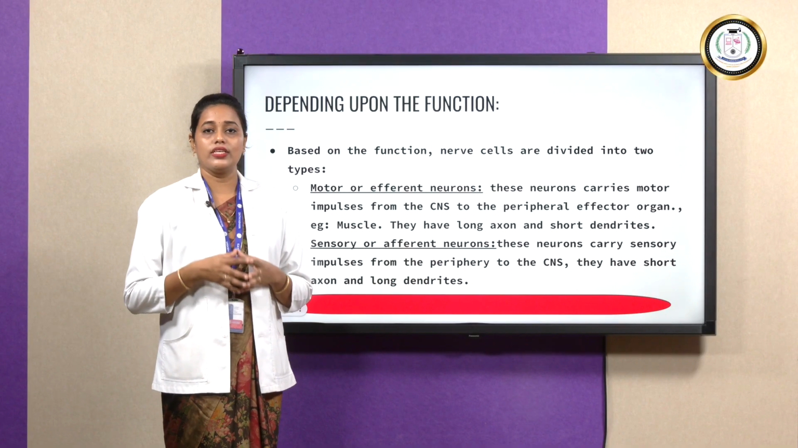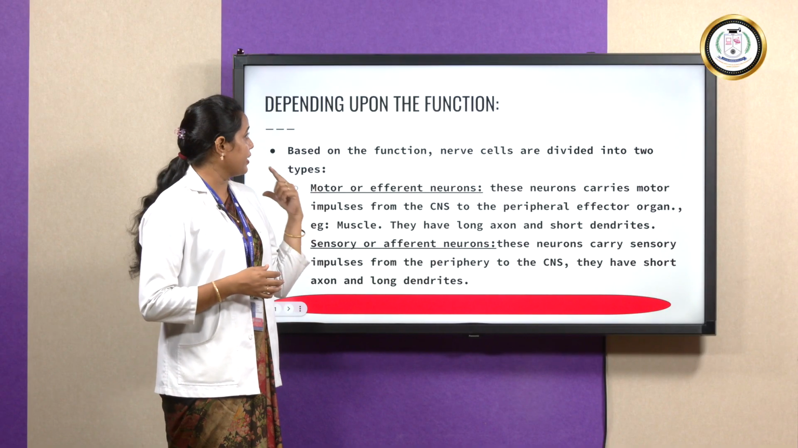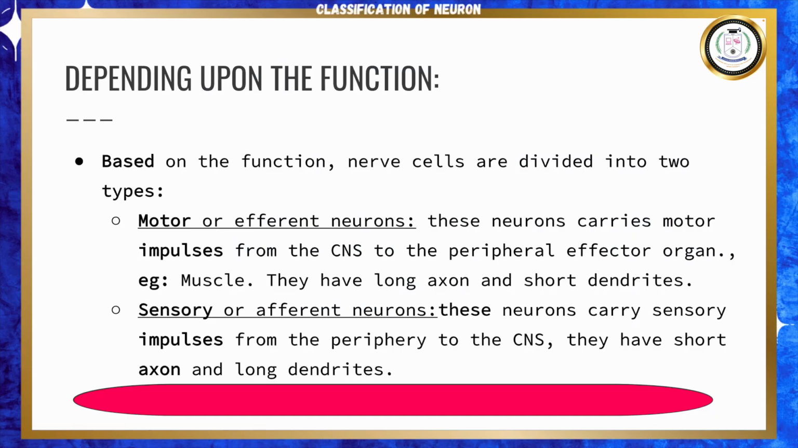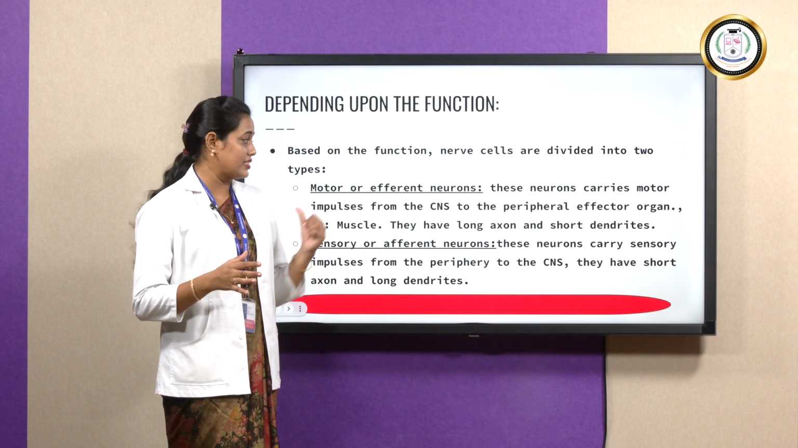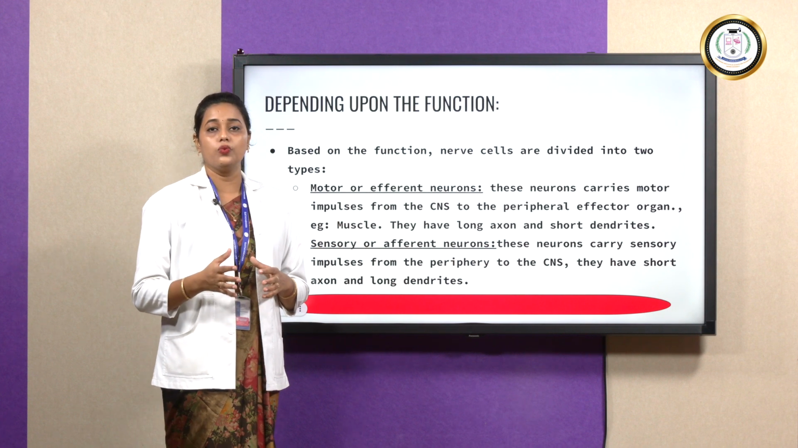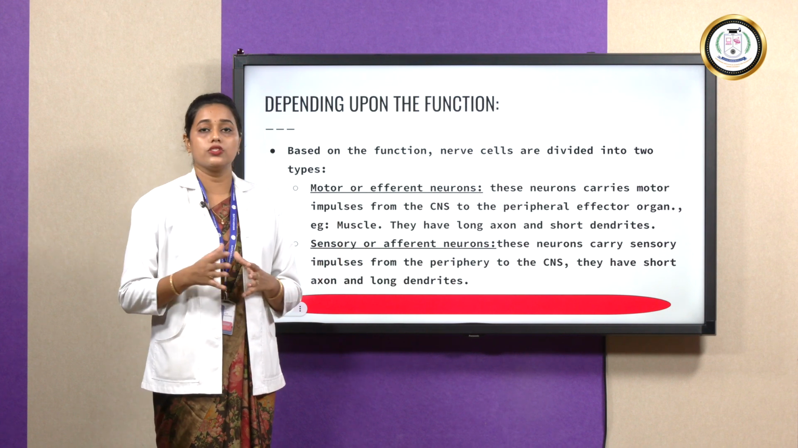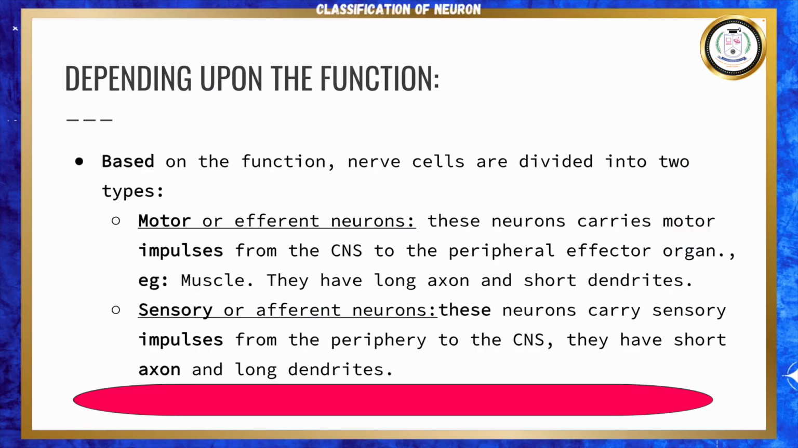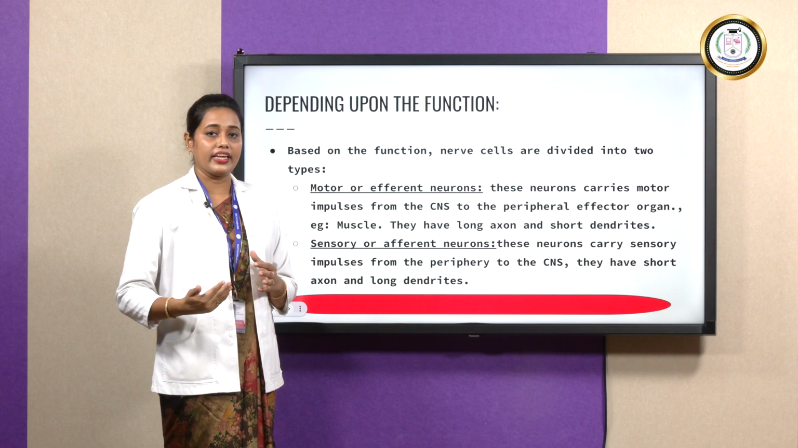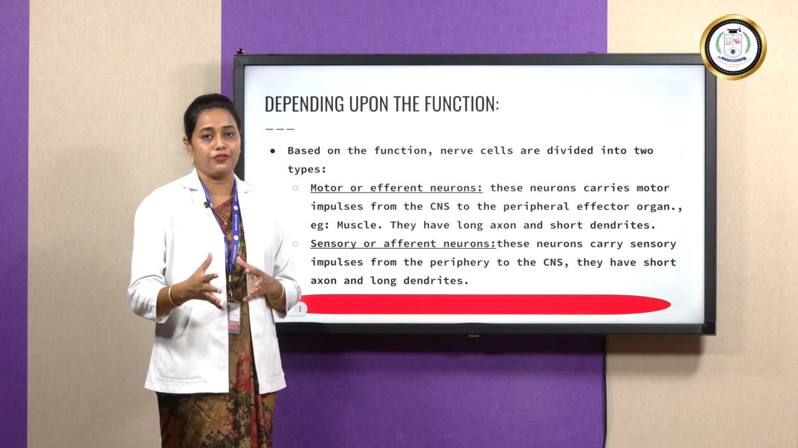Next, we will discuss the second category. The second category is depending upon the function. Based on the functions, the neurons are divided into two major types. One is the motor, which is also known as efferent neurons, and the other one is sensory, which is also known as afferent neurons. These efferent neurons are the neurons which carry impulses from the higher centers, that is from the CNS, to the peripheral effector organ.